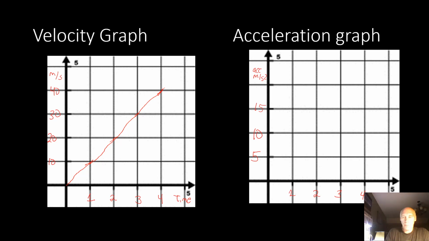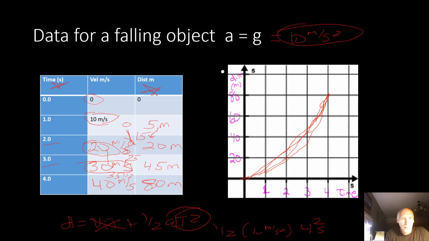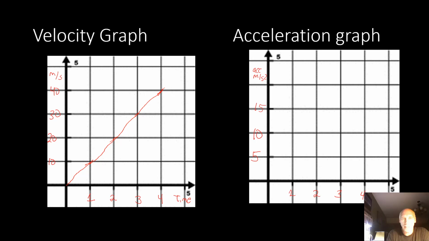And then finally, if we flip back here, our acceleration is 10. Every time, its velocity increases by 10. This is where people get a little tripped up. The acceleration is a constant 10. It's a horizontal line. So for a constantly accelerating object, that's going to be horizontal. And that's what your three graphs look like for a falling object.